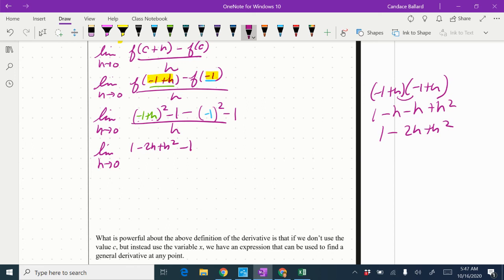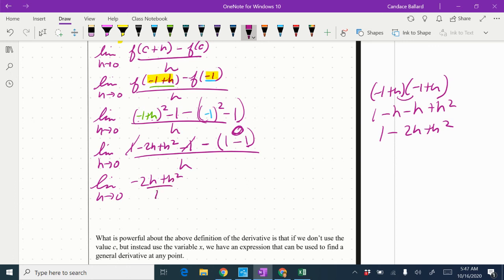And then I'm going to drop this -1. I've got a negative that I'm going to put there, and I really should have had parentheses there. -1 squared is 1, minus 1, all over h. So I'm going to simplify so it looks like my 1's are gone. This thing in here is going to become 0, so that piece is really gone. So I have the limit as h approaches 0 of -2h plus h squared over h.